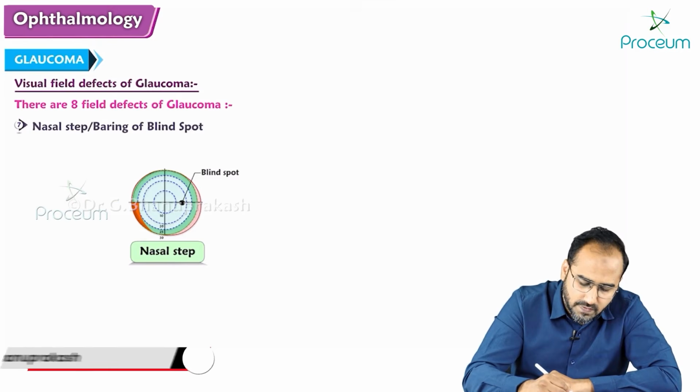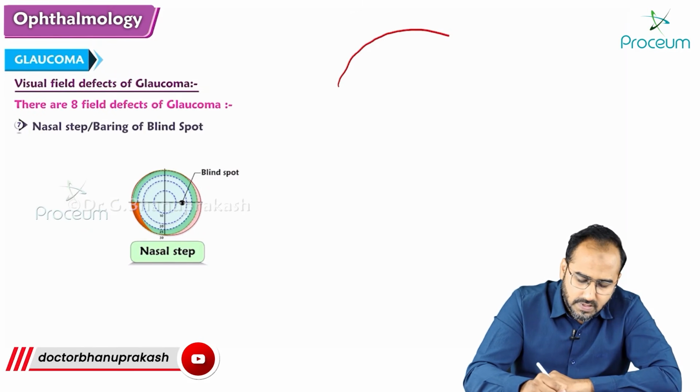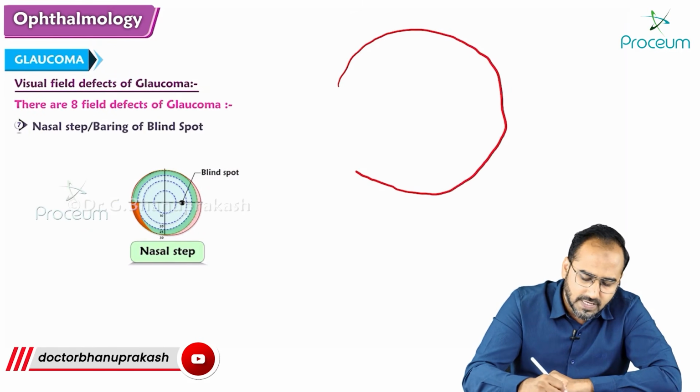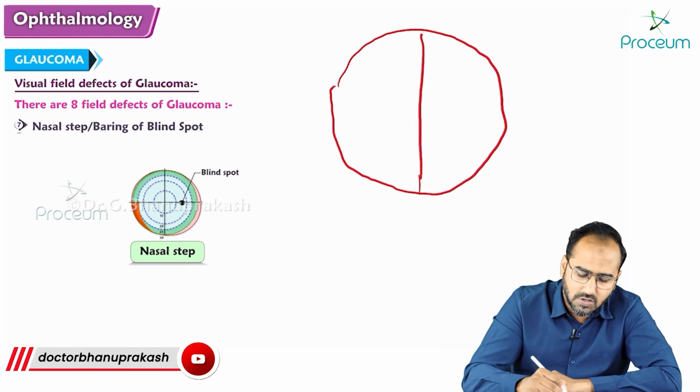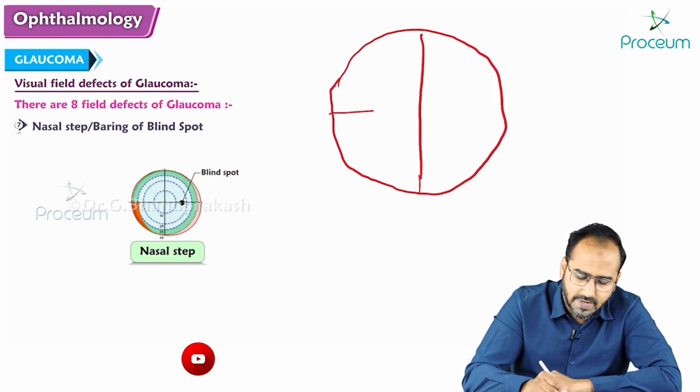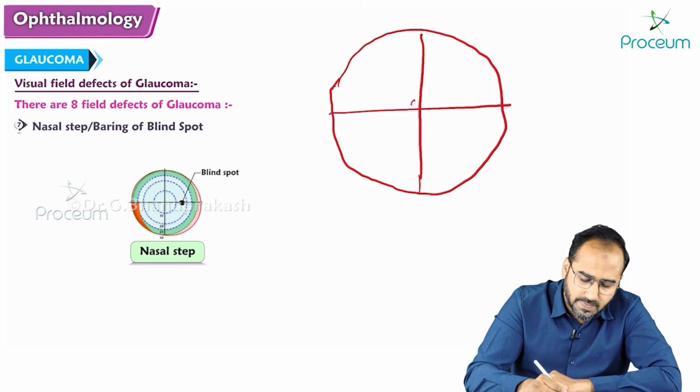Once again, guys, just look over here. Learn these visual field defects with me. The visual field defects that you see in glaucoma are first paracentral scotoma, then pericentral scotoma.